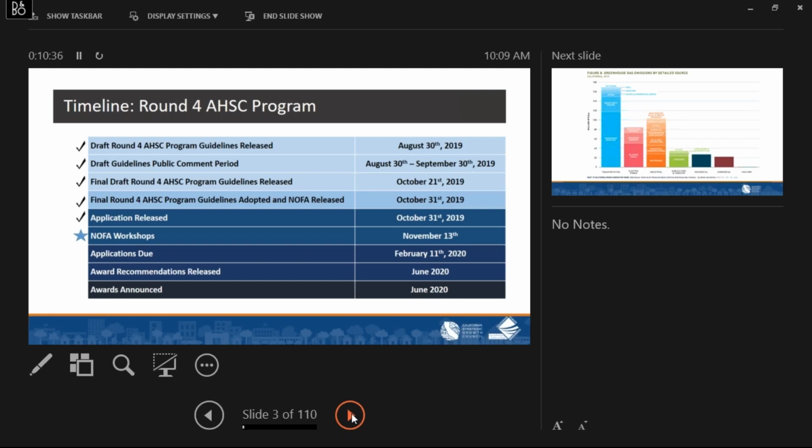Applications will be due again this year on February 11th of 2020, with award recommendations being released in June and then adopted probably 10 days later at the June 2020 Strategic Growth Council meeting. And this keeps to the annual schedule. This will be now our 3rd round of staying on this cycle.